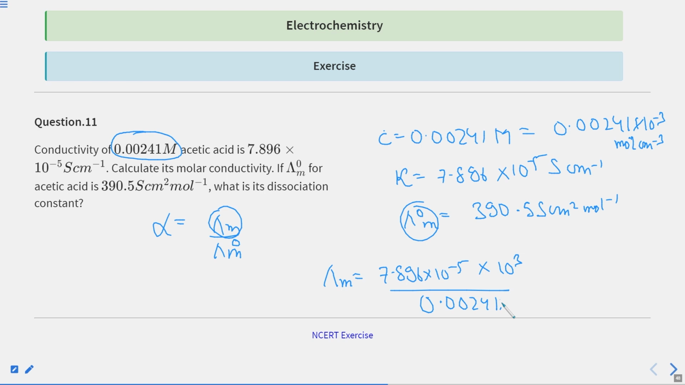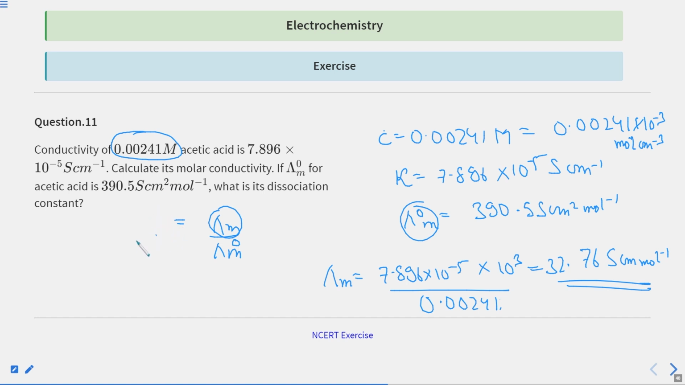And again multiplied by 10 to the power minus 2. So that will be 32.76. So it will contain a Siemens, of course. Then what will it contain? Centimeter cube was on the down, so it will go up. It will be centimeter and per mole. Okay, so this is lambda m.